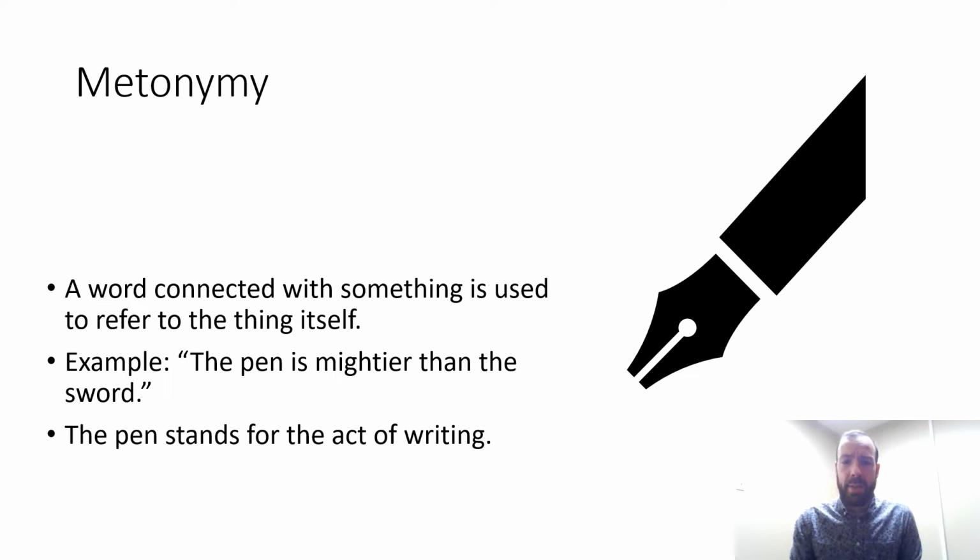Metonymy is when we take a word that's connected with something and we use it to stand in for the thing itself. So, for example, we have the saying, "The pen is mightier than the sword." And I can say the pen, and you can understand that I'm talking about the act of writing. Now, a pen is just part of writing, but it's something that's connected to writing so strongly that all I have to do is say pen, and you know that I'm talking about writing in general.